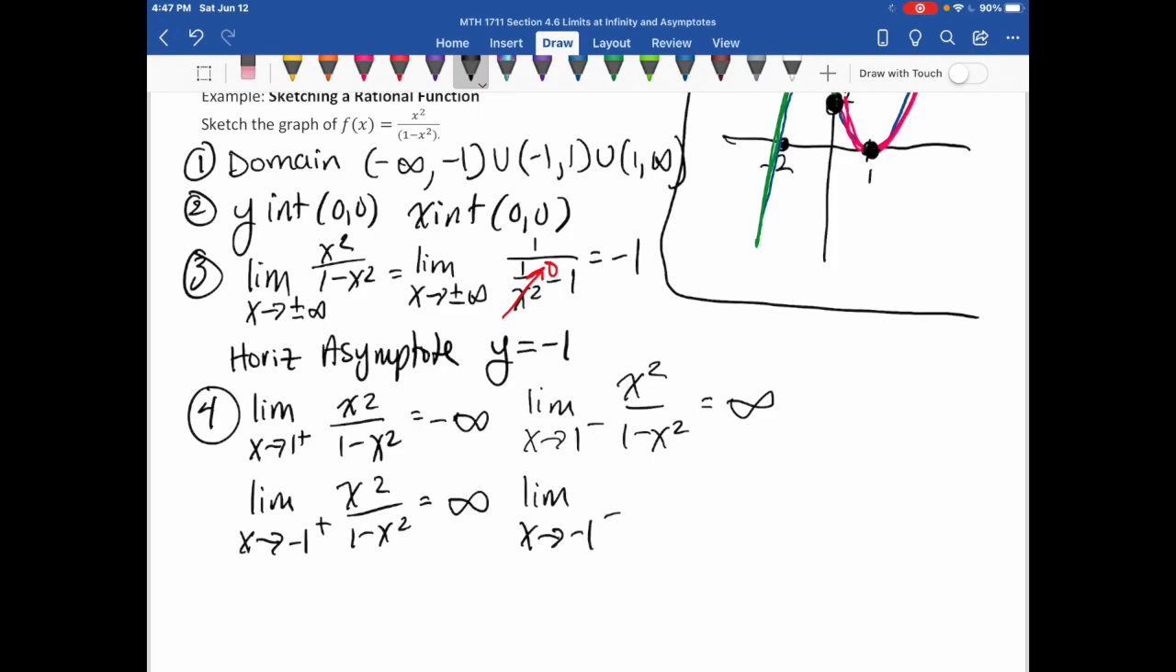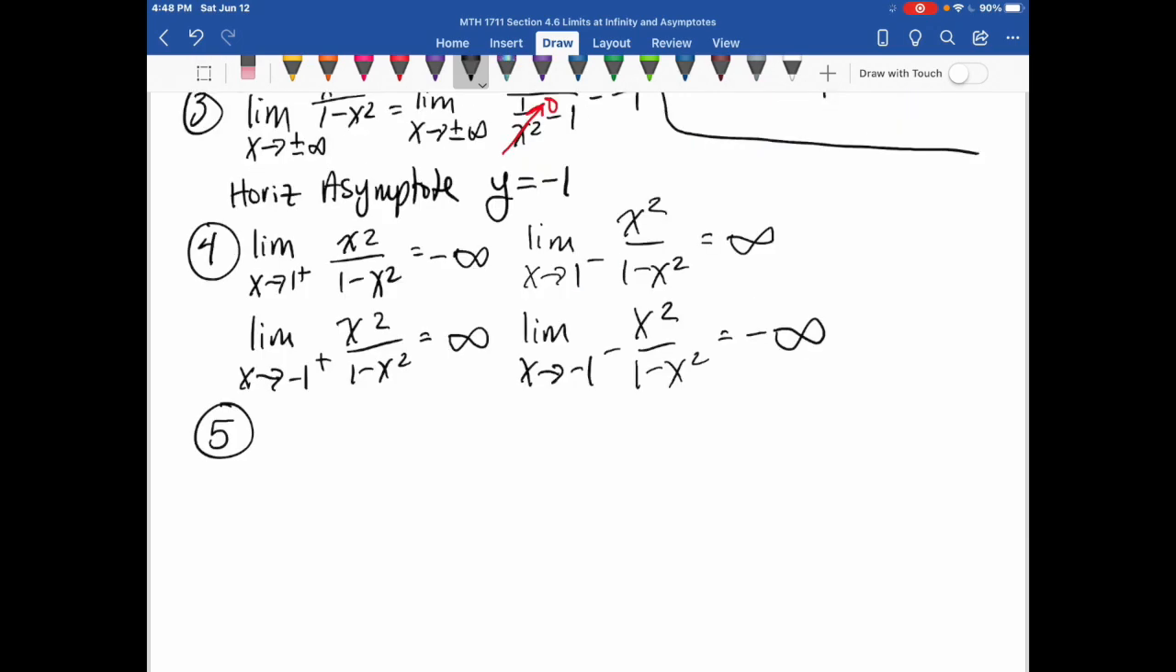Now let's look at numbers that are coming from the left of -1. If I plug in numbers on the left of -1 that are close to -1, we're talking about like -1.1, -1.2. So if I plug in numbers that are close to -1, then I'm going to get a negative in the denominator and a positive in the numerator, which means the numbers are going to get really, really big fast, but they're going to be negative.